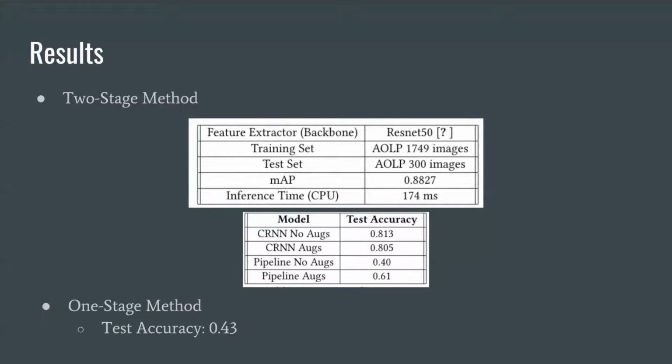And then for the one-stage method, this actually became very complex to train. We had to implement it from scratch, and training took much longer. We actually couldn't get it to converge, and the loss function was very spiky. So the longest we trained it for was a couple hours, and it was only able to perform at 43% end-to-end accuracy. So not great. It was about as good as the two-stage method without augmentations.